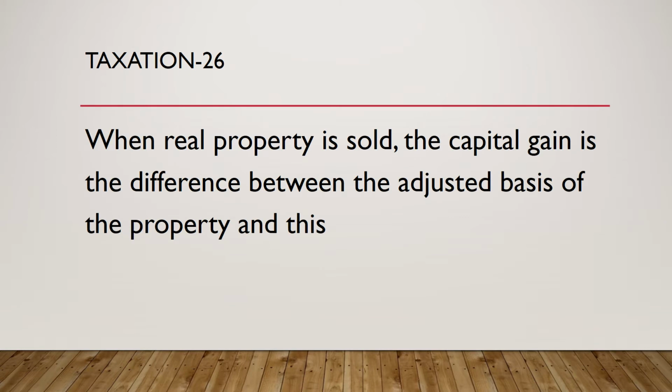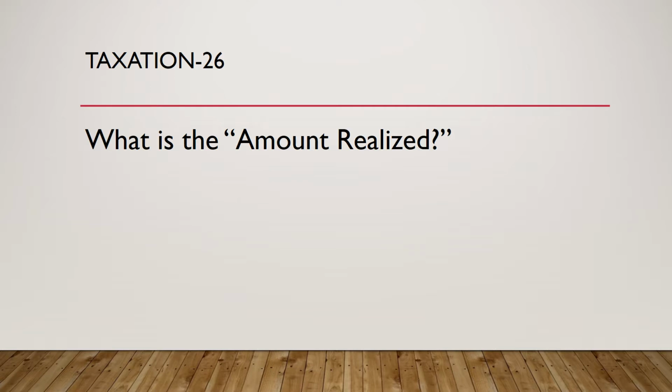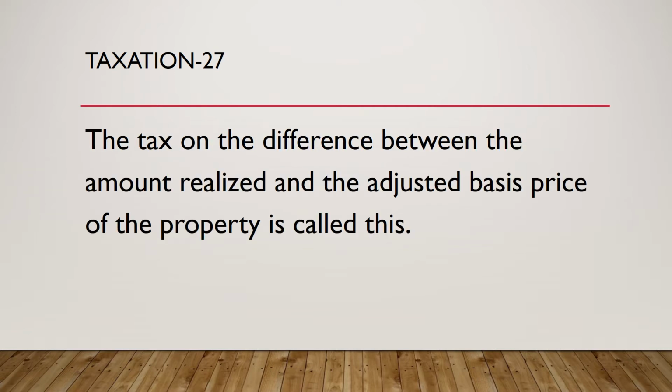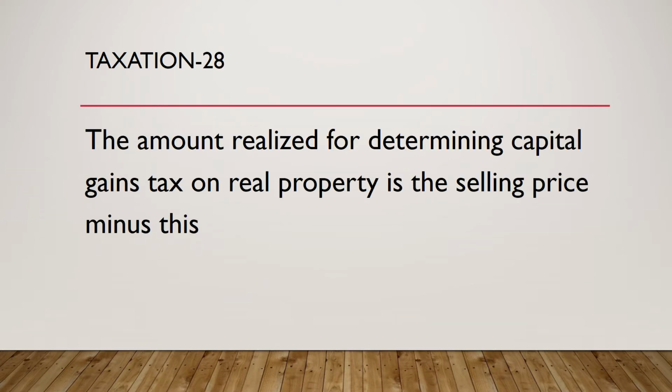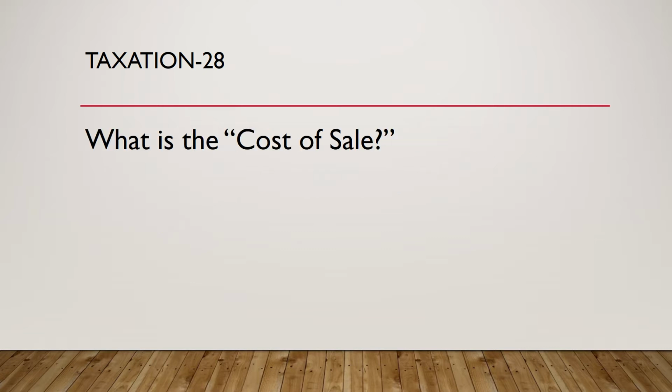Question 26. When real property is sold, the capital gain is the difference between the adjusted basis of the property and this. What is the amount realized? Question 27. The tax on the difference between the amount realized and the adjusted basis price of a property is called this. What is a capital gain? Question 28. The amount realized for determining capital gains tax on real property is the selling price minus this. What is the cost of sale?